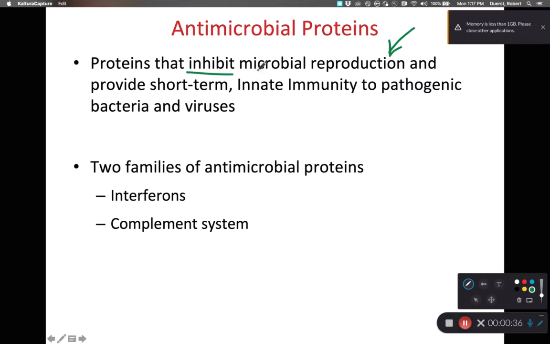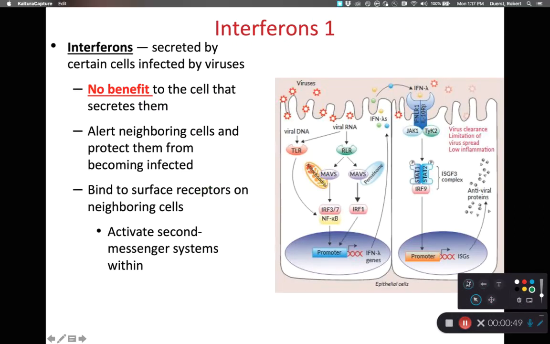This aspect of our innate immune system relies on two kinds of antimicrobial proteins, the interferons and the complement system. So let's dive into it.